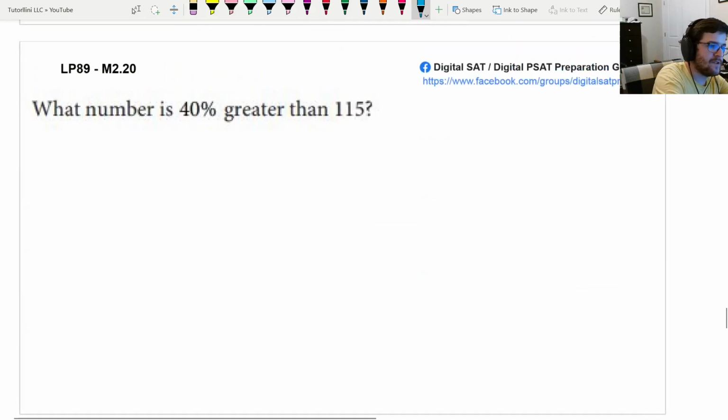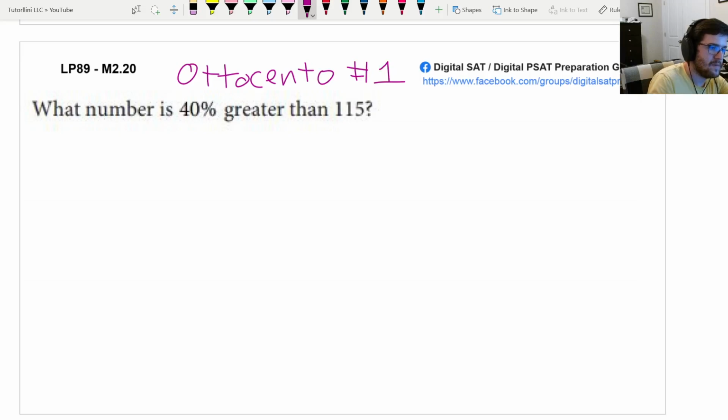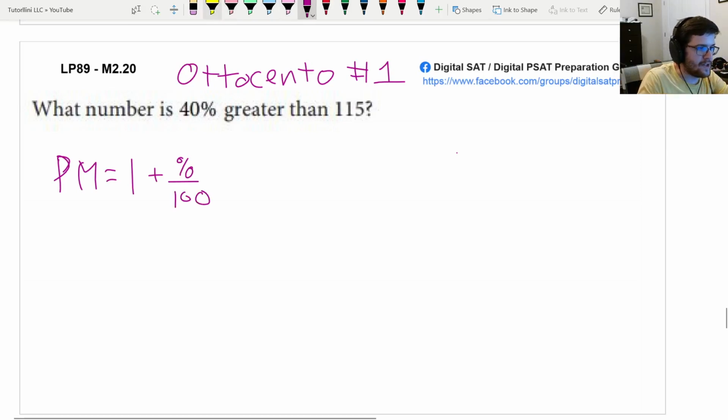Okay, stupendous. Definitely check out my Ottocento #1 on percents. I go over this in great detail. So percent multiplier, if it's an increase, you do 1 plus the percent divided by 100. If it's a decrease, you do 1 minus the percent divided by 100. So as you might have guessed, greater is an increasing word. So 40% greater, that is telling us a 40% increase.